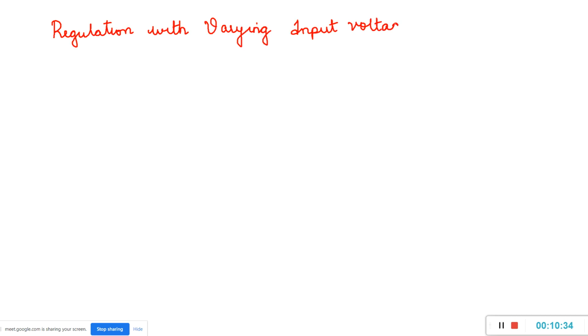Next, regulation with varying input voltage. So all of you take down: regulation with varying input voltage. Okay. So I'll just draw the circuit, a very simple circuit here.